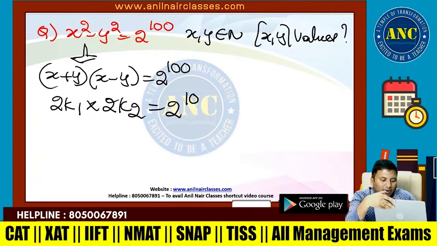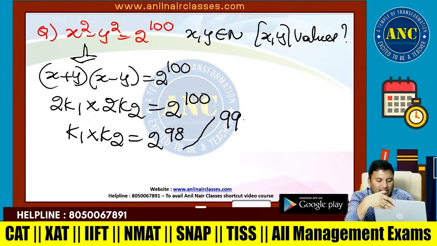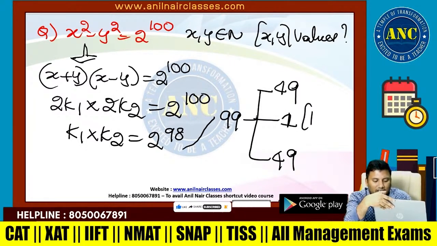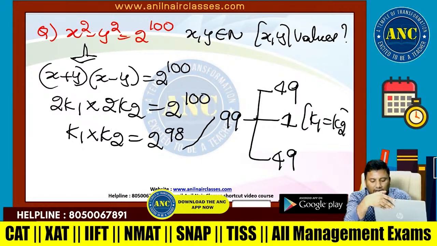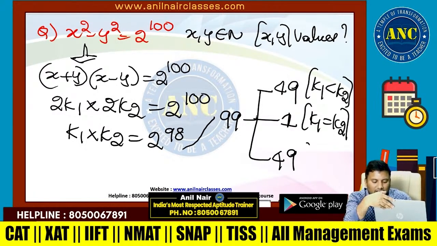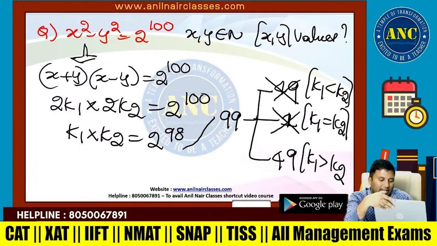It is 2 power 100, so k1 into k2 is nothing but 2 power 98. 2 power 98 has 99 cases. 49 cases here, 49 cases here, and 1 in the middle. This is k1 equivalent to k2, this is k1 less than k2, this is k1 greater than k2. These two are eliminated. So the answer for this question is 49.